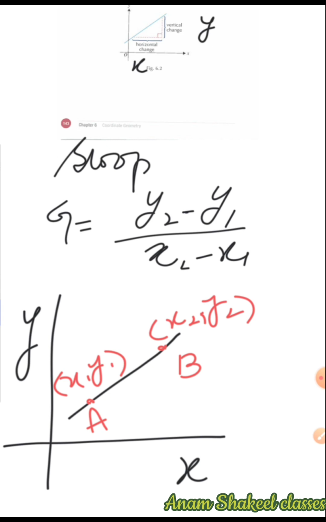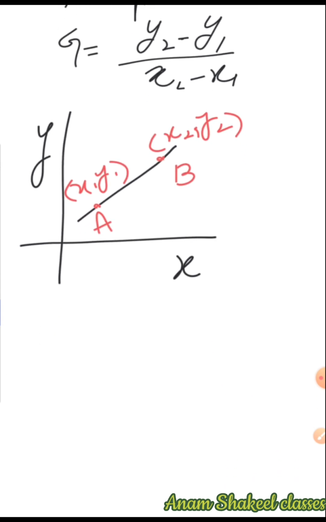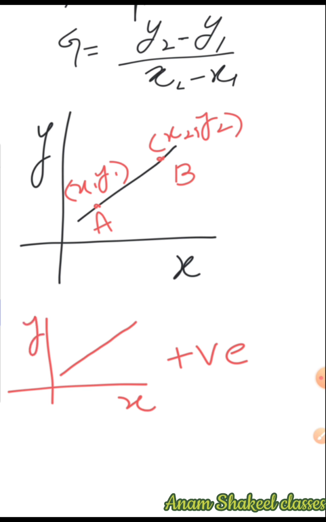Some basic concepts of gradient are these. If we have a line in increasing order, going from below to the top, the gradient of this line will always be positive. This is the x-axis and this is the y-axis. Now if the line is moving downward, the gradient or slope of the line will always be negative.